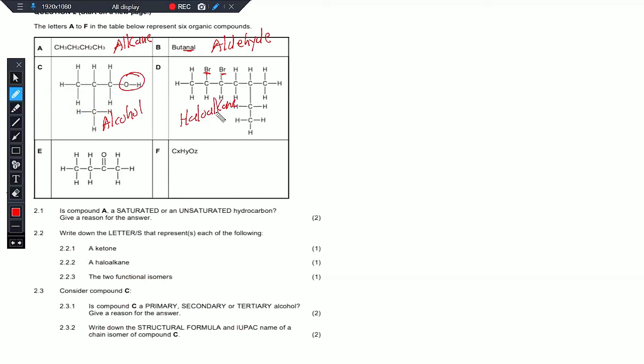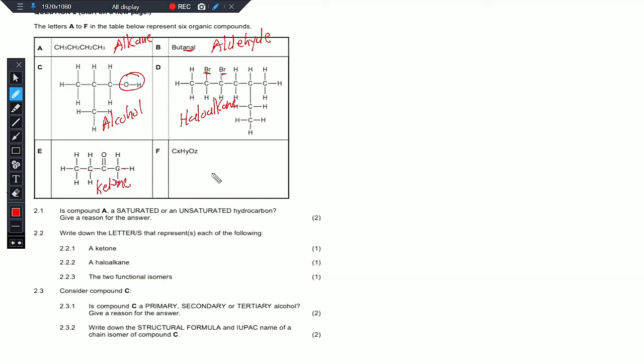And then right here we have E, and we can see the double bond oxygen in between the carbon that is bonded to two other carbons here. So this should be a ketone because it gives us a carbonyl group.